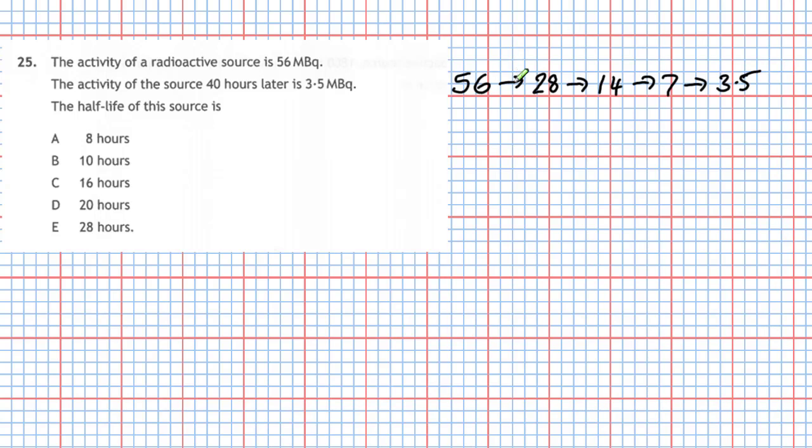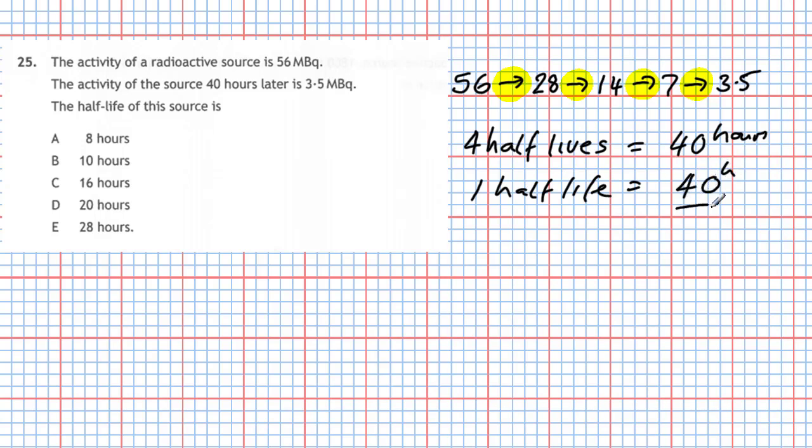Now let's count the half-lives. We had 1 half-life, 2 half-lives, 3 half-lives and 4 half-lives. So 4 half-lives of that source is going to equal 40 hours. So 1 half-life is simply 40 hours divided by 4, which is going to equal 10 hours. So the half-life of this particular radioactive source is 10 hours, and the answer will be 25B.